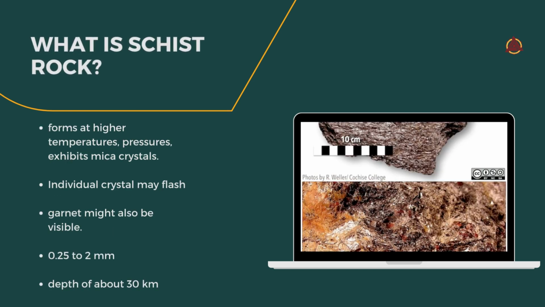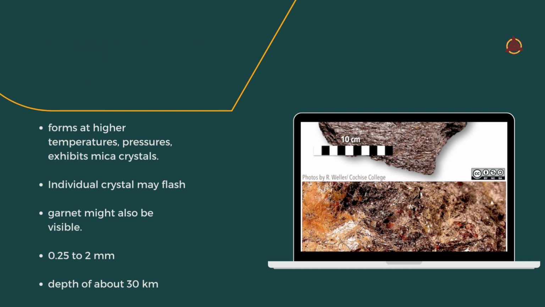So what is a schist rock? Phyllite and schist are the same, but schist forms at higher temperatures and pressures and exhibits mica crystals that are large enough to see without magnification. The mineral grains in a schist are typically from 0.25 to 2 millimeters, and so are easily seen with a 10 times hand lens. Garnet might also be visible. It is formed at a depth of about 30 kilometers.